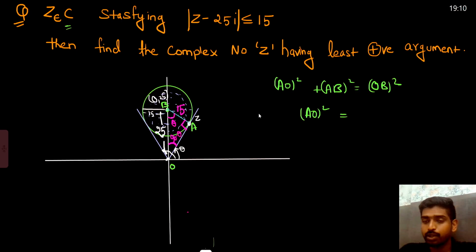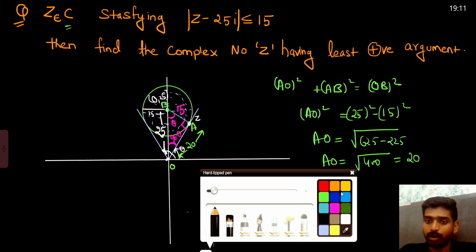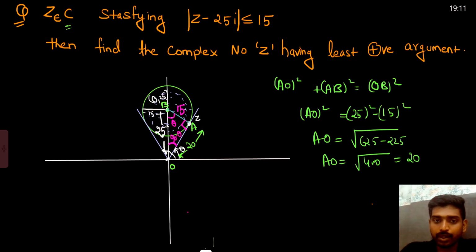And what is the value of OB? OB is 25. So here we get 25 square minus 15 square. So AO length will be equal to under root of 625 minus 225. So AO will be equal to under root of 400, which gives 20. So AO length is 20 units.